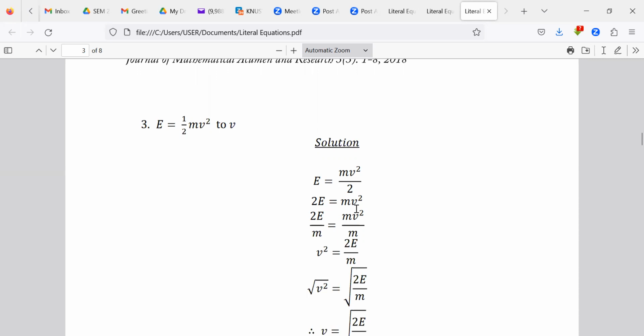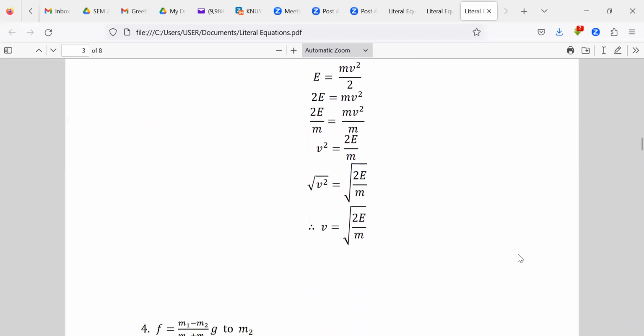Now, at this point, we have in mind that I want to make V the subject. So we divide both sides by our m. So 2E over m, mV squared over m. And that will take us to this point. We interchange, so we bring our V squared being equal to 2E over m on the side. Now this is V squared, but we need V. So we find the square root of both sides. And so this one will give us our V for the side. And so we say that when we want to change the subject of this expression to V, then we get V being equal to the square root of 2E on m.